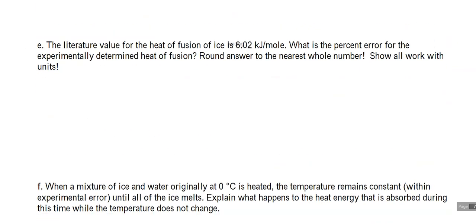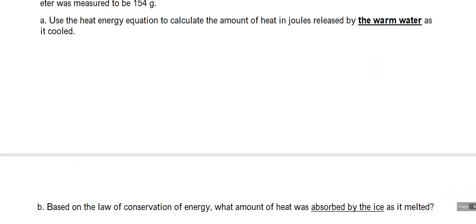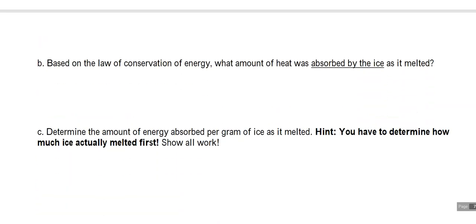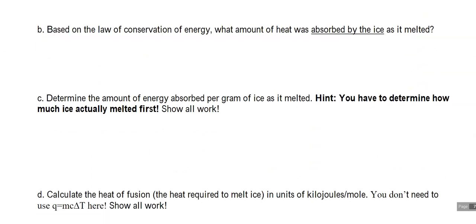Finally, the last question is number 2. It is multiple parts, but it is not that bad. Most of this is related to Q equals MC delta T and figuring out what your energy release is, and then unit manipulation like we've done so far in some of the other labs and calculations. All right, so I try to give you a couple hints along the way. It's a little bit of a confusing setup here, but you want to look at the warm water for letter A. So you'll be doing Q equals MC delta T for that. Letter B is simple. Talked about that before.